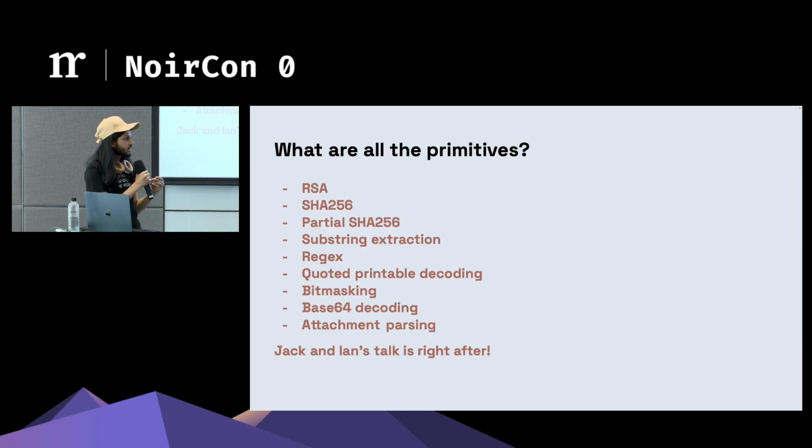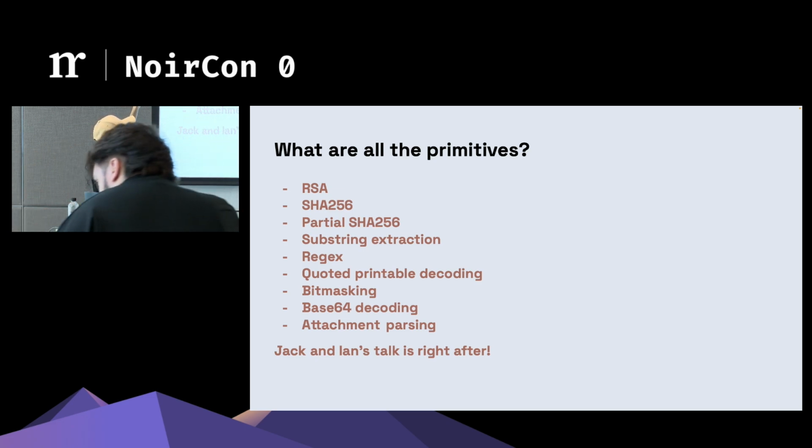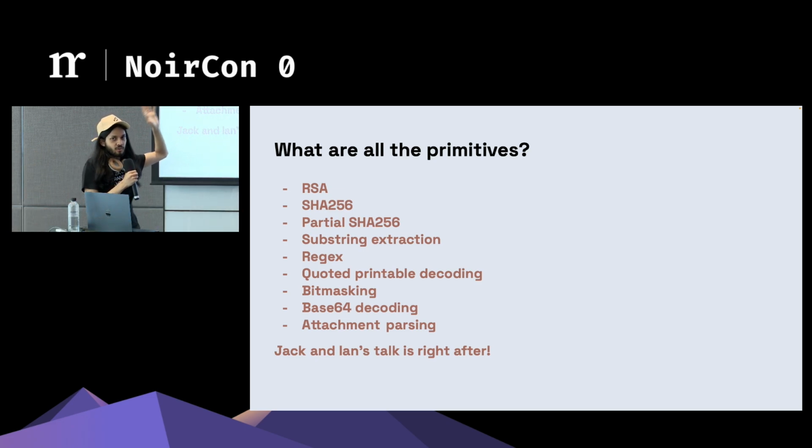And so what are all the primitives that go into making this kind of proof? You need, of course, RSA and SHA-256. You also need partial SHA-256, where you can start it from the middle. You need substring extraction, where you want to extract very simple substrings. You want regex, where you have more complicated substring extraction. So for instance, when you want to extract the from email from an email header, it's actually fairly non-trivial to do with substrings. And to my understanding, regex is the only way to do this securely because it's just so complicated. You need quoted printable decoding to be able to decode email bodies.